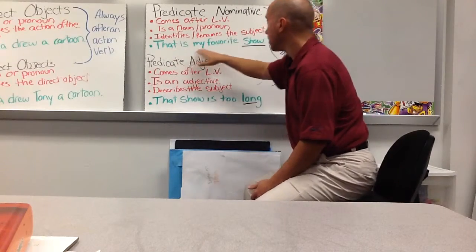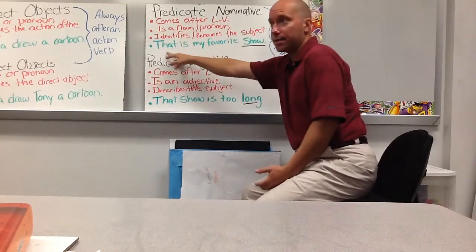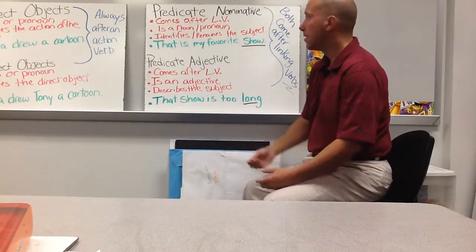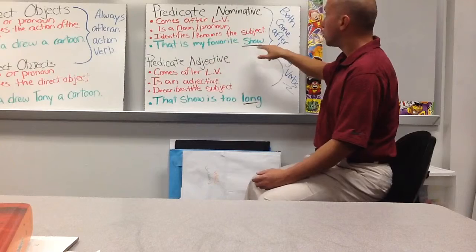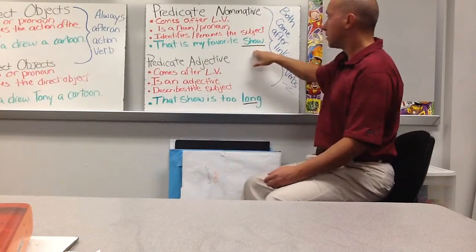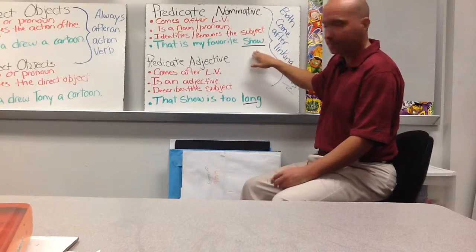So for example, that is my favorite show. Well, that is the subject of the sentence, but it's kind of unclear as to what that is. So in this sentence, that is my favorite show, show renames or identifies what that is. So that is our predicate nominative, predicate noun.